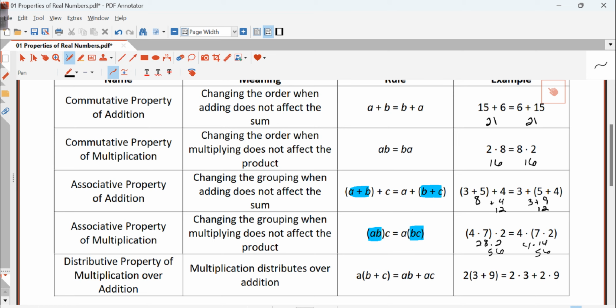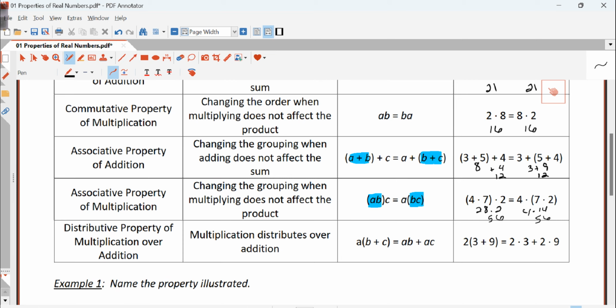The last property that we're going to cover is the distributive property of multiplication over addition. This means that multiplication will distribute over the addition. So if we look at a and then in parentheses b plus c, we multiply a times b and a times c. Again, we can check that with an example. So 3 plus 9 in parentheses is 12, and 2 times 12 is 24. If we distribute, it would be 2 times 3 and 2 times 9, so we can check that too. 2 times 3 is 6, 2 times 9 is 18, and we do get 24 again.